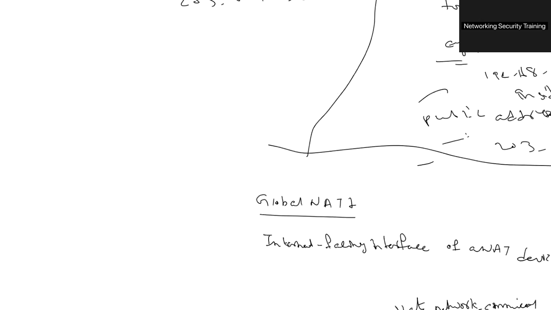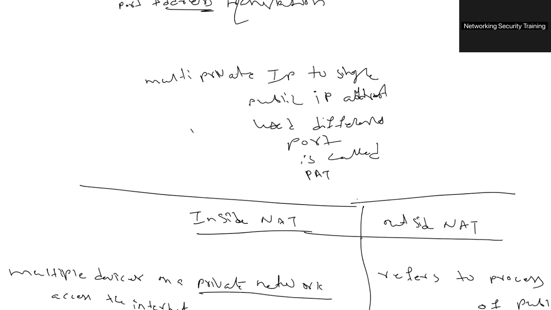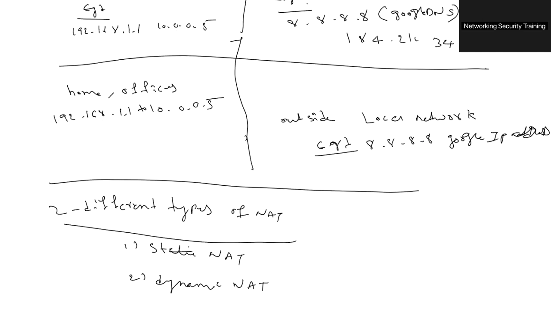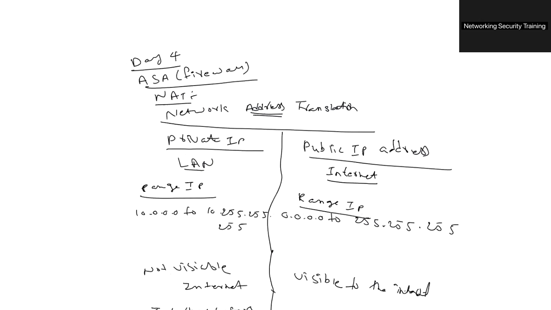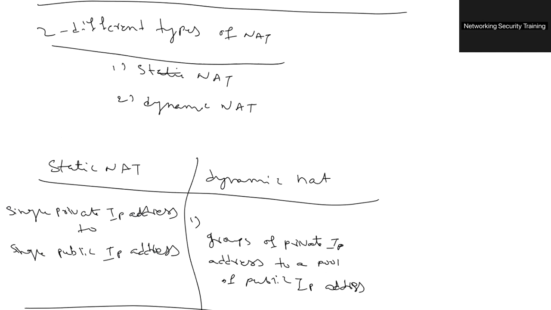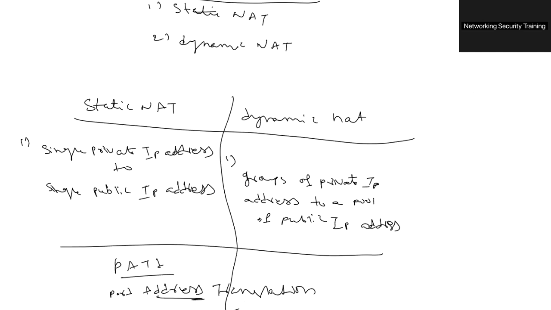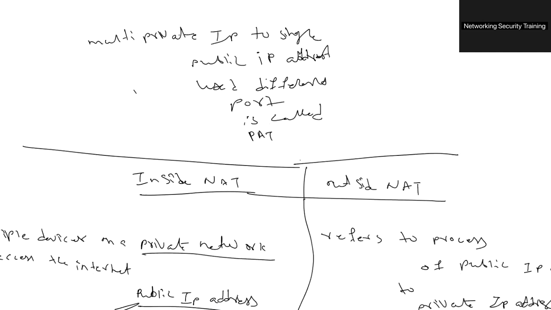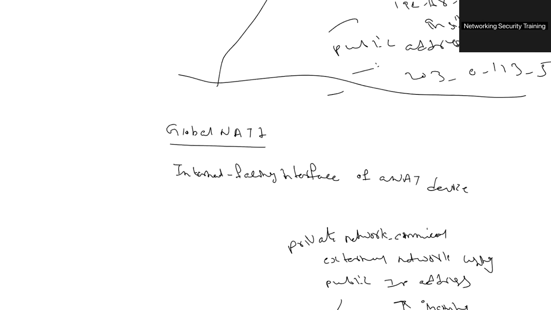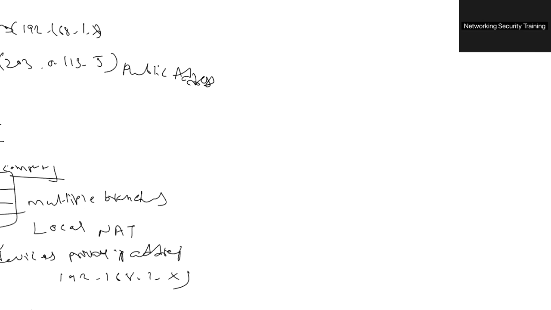Today we discussed these different types of NATs and private IP addresses: static, dynamic and PAT, inside NAT and outside NAT, conditional NAT, and local NAT. In the next session we will discuss the OSPF and the ASA firewall. So this is the end of the session.